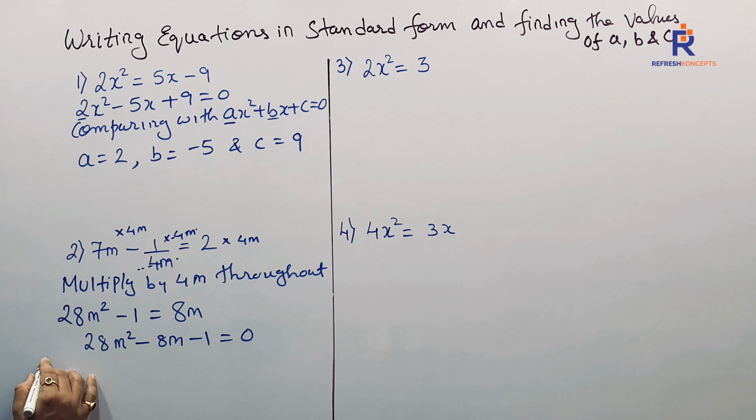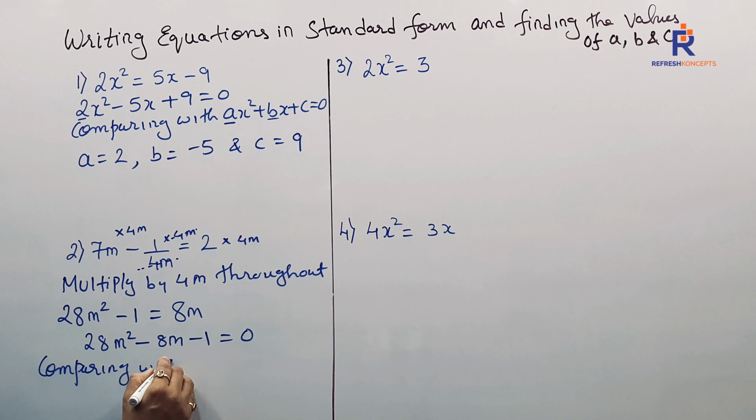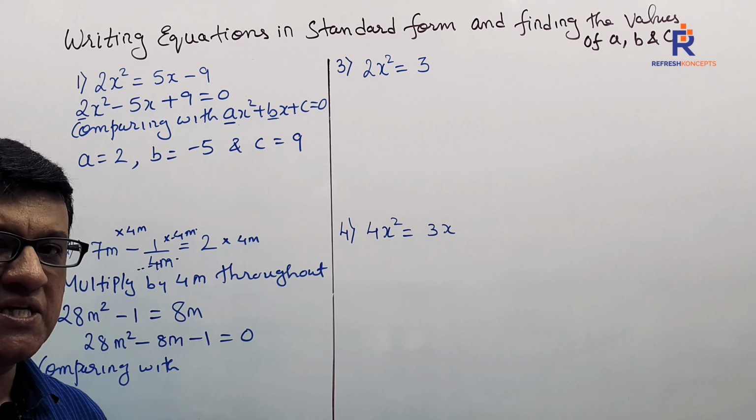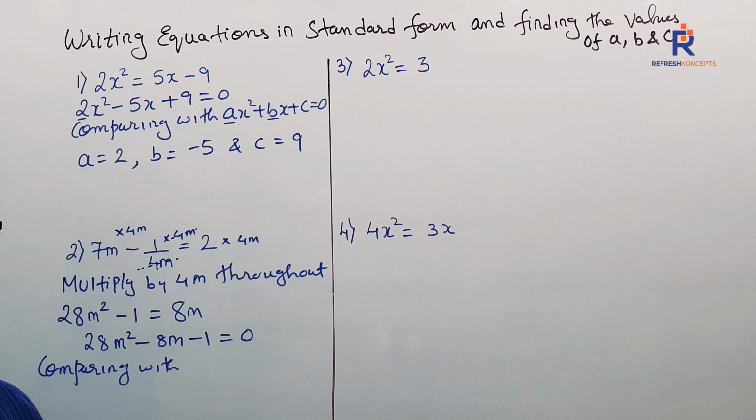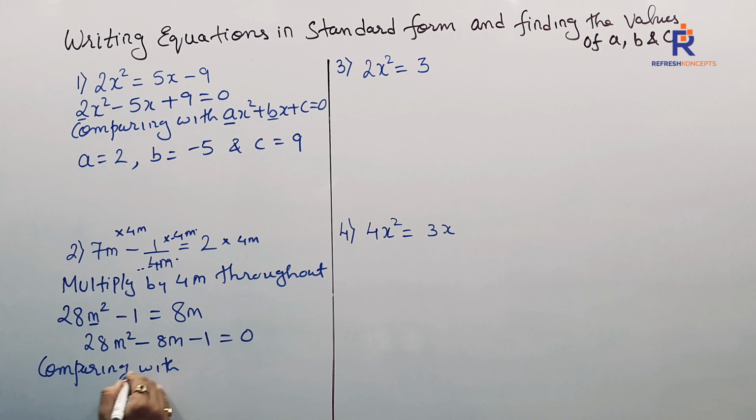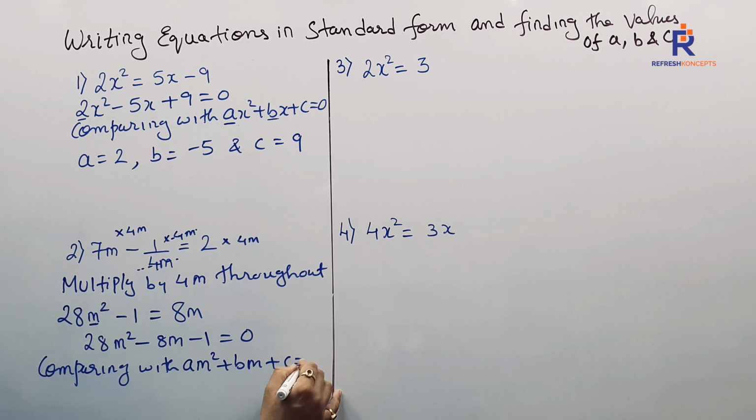So, now what do I need to write down? Comparing with. Now, with what am I going to compare, children? Ax square plus bx plus c equals to 0? Nah. This time not ax square. Why? Because our variable is m. So we modify our standard equation by saying comparing with am square plus bm plus c equals to 0. This is what we have to keep in mind. Whatever is the variable used, our standard format should change accordingly.